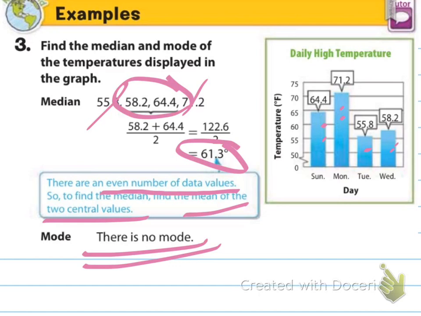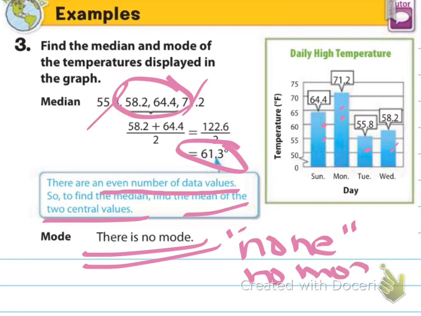So median and mean, that's just one number. That's just one amount. But mode can be none. It can be more than one. So the thing that you need to understand is that if it is none, you need to put none or no mode. Do not write 0, because if you write 0, you're telling me that 0 is the number that showed up the most. And that's not the case. It's none. There's no mode.